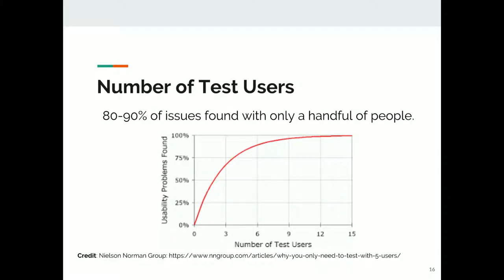So here is a very important point from Nielsen Norman Group. They say that you don't really need to test with a lot of people. You can find 80 to 90% of your issues with a handful of people, 5 to 10 people. And we actually did find that to be the case with the project that we worked on, and I'll talk about that a little bit later.